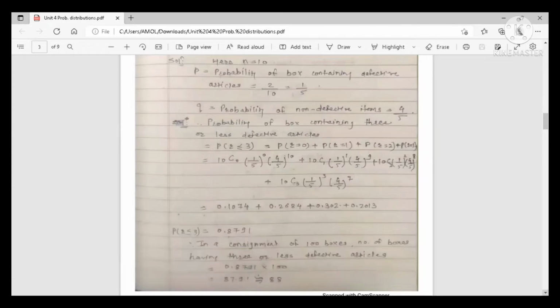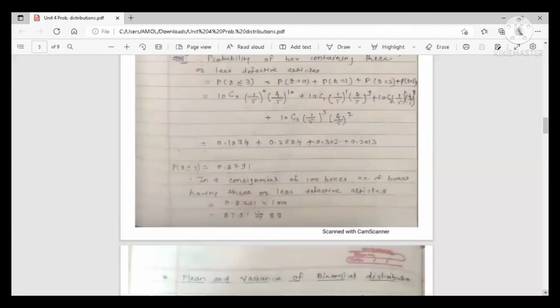Now, adding all the terms, you calculate every term one by one and then do the addition of all the terms. This is the step where the probability of every term is calculated, and then you just do the addition of all the values. And so probability of R less than or equal to 3 is 0.8791. So this is the probability of a box containing 3 or less defective articles.